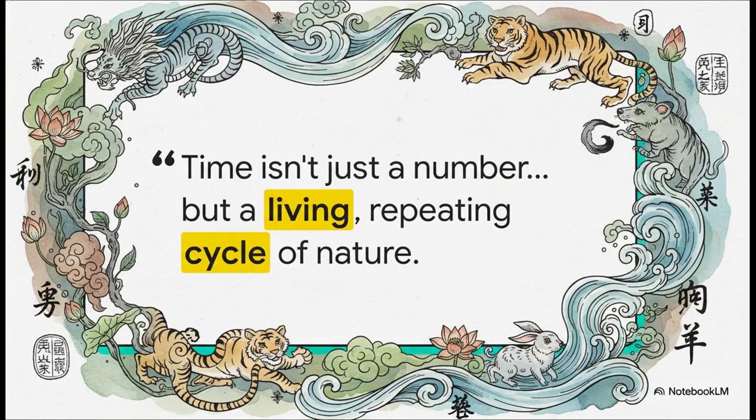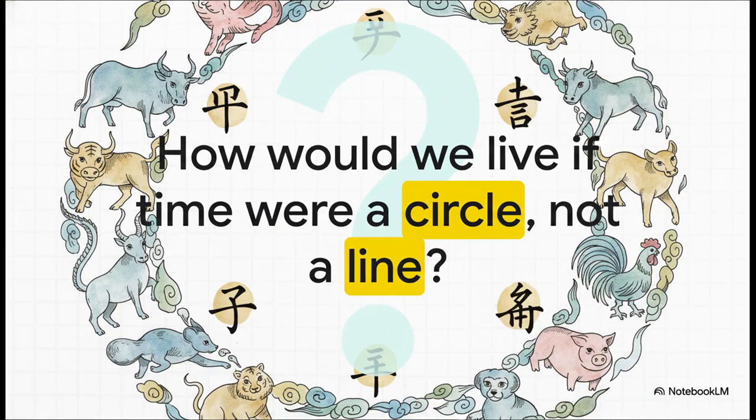And I think ultimately, this ancient code gives us a really powerful insight. It reminds us that time isn't just a number ticking away on a screen. It's a living, breathing, repeating cycle of nature, and we're all a part of it. And that kind of leaves us with one last thing to think about. In our world, which is so obsessed with just moving forward, pushing ahead, what might change if we saw our lives and our time not as a straight line, but as a beautiful, repeating circle?